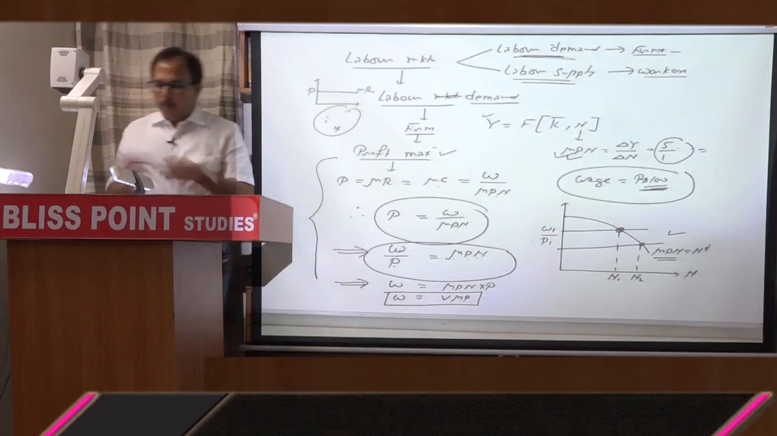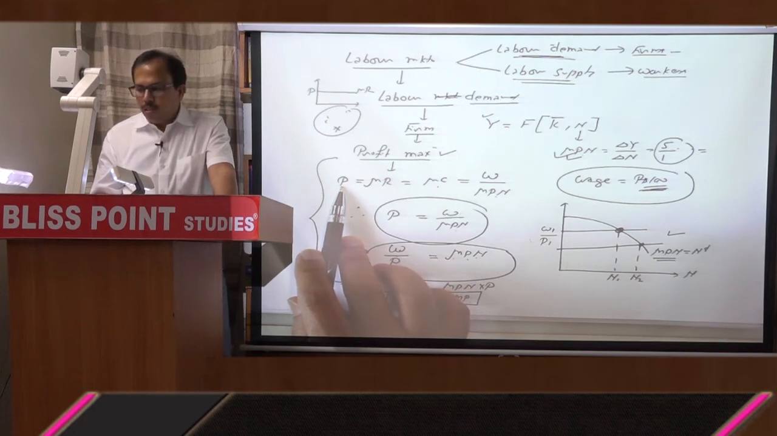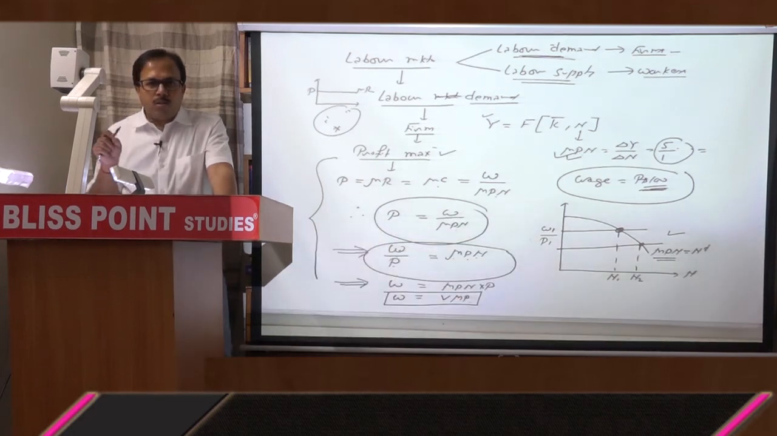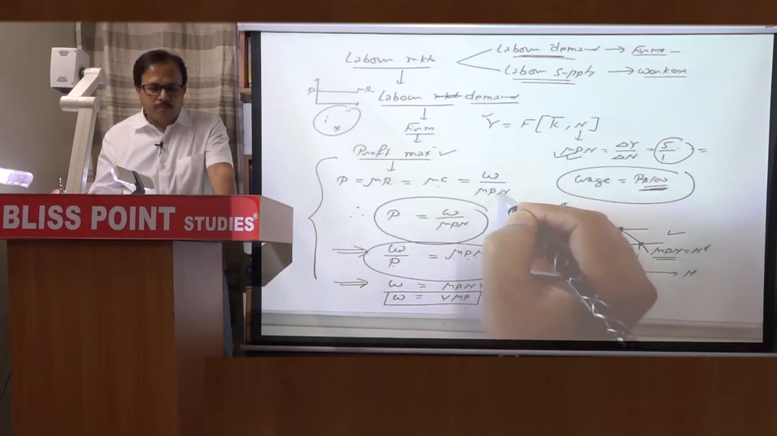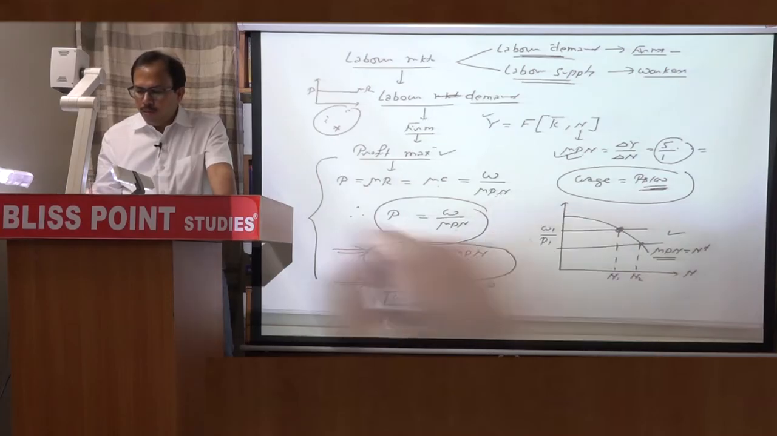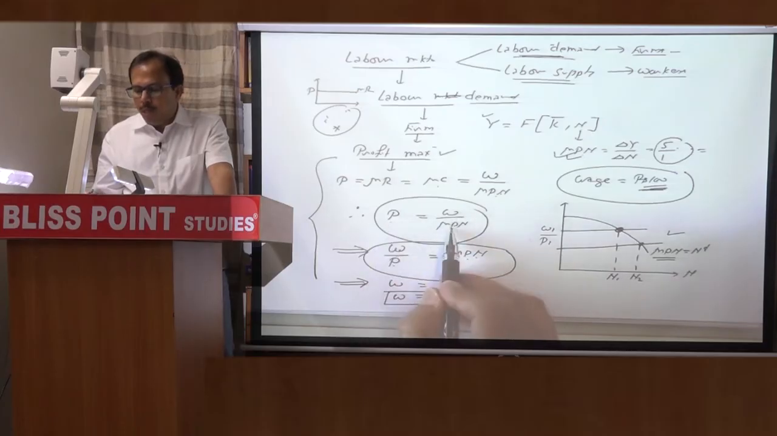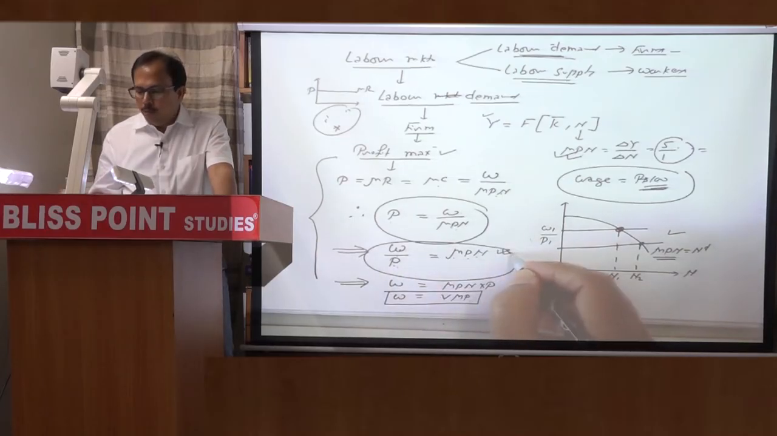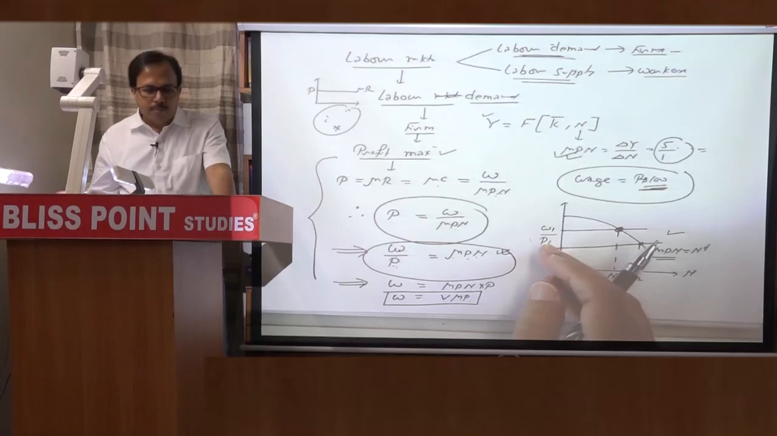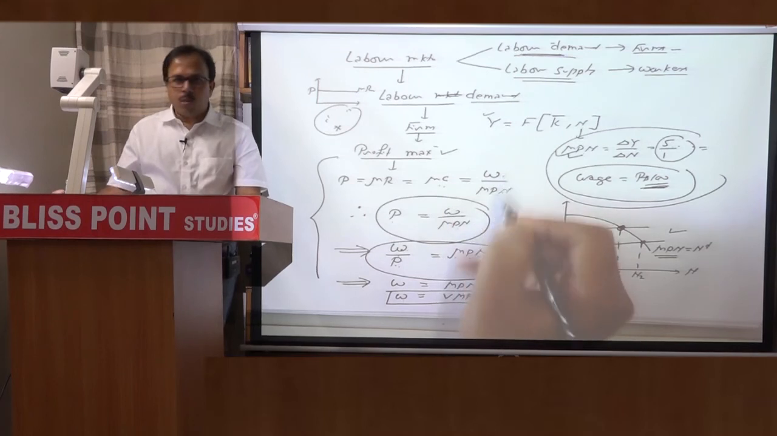Full stop. Since MR is equal to price, and marginal cost, and MC is equal to W by MPN. So now P equal to W by MPN, or W by P equal to MPN. This example just helps you to know why we are referring to marginal cost as equal to W by MPN.